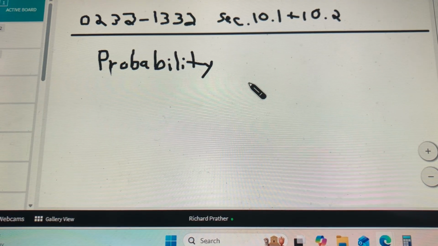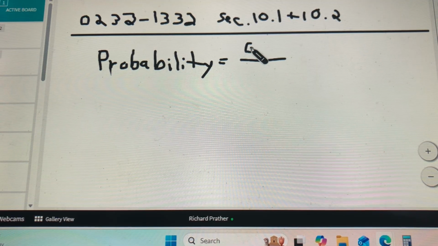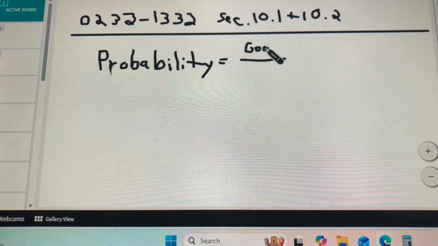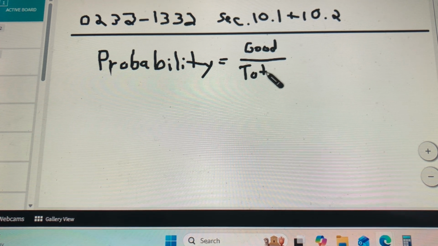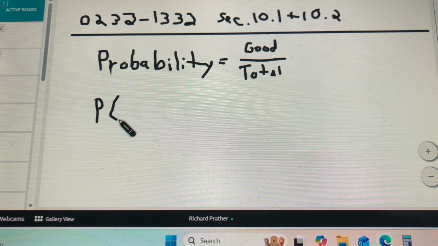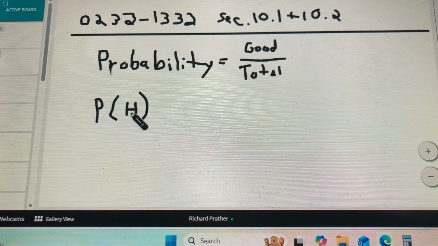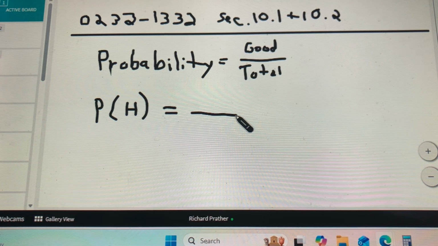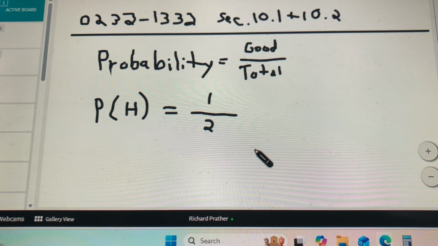But the basic idea behind it is you count up the number of good things that can happen, and you divide by the total number of ways it can happen. Good divided by total. A real basic one is the probability of flipping a coin and getting a heads. This is a shorthand way of writing probability of a heads. Well, a coin has two total sides, so the bottom's 2, and there's one good thing if you want to get a heads, so it's 1 out of 2. And sometimes they'll change it to a decimal or a percentage, but 1 out of 2 is good enough.